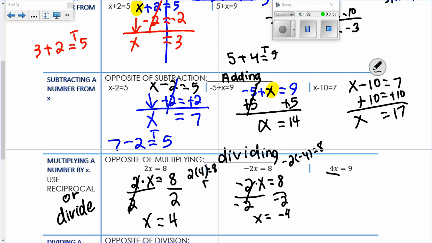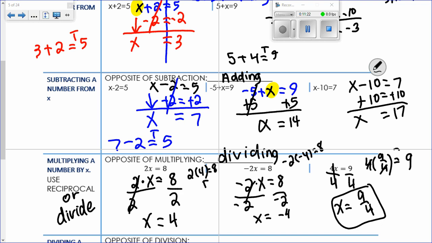Last one, 4x equals 9. 4x divided by 4, and then 9 divided by 4. 4 is canceled, and I'm left with x equals 9 over 4. Okay? Check your work. 4 times 9 over 4. This cancels, and I'm left with 9. So it's true.